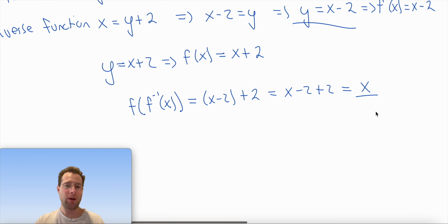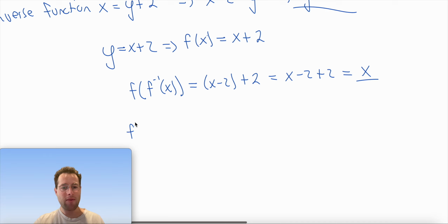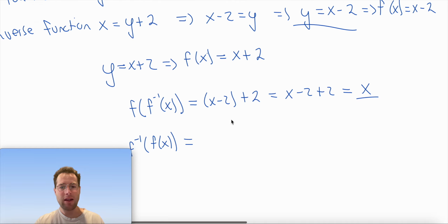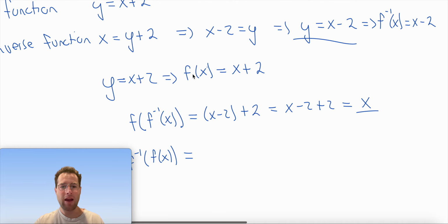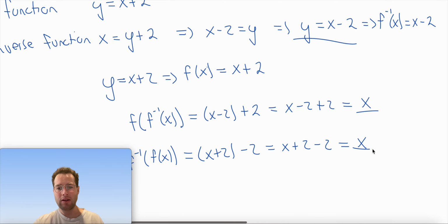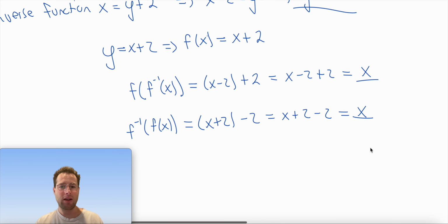Now let's check it the other way around. So we're going to do f inverse of f of x. We're going to compose these functions the other way around. In that case, we're substituting f of x into the function f inverse of x. And so we're going to get x plus 2 minus 2, and the 2's cancel again, and we're just left with x again. So those do look like the inverse functions of one another.